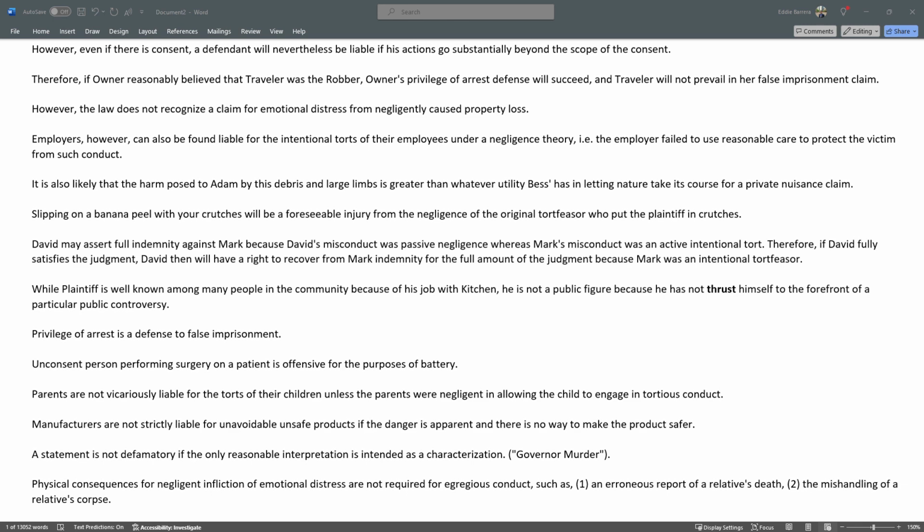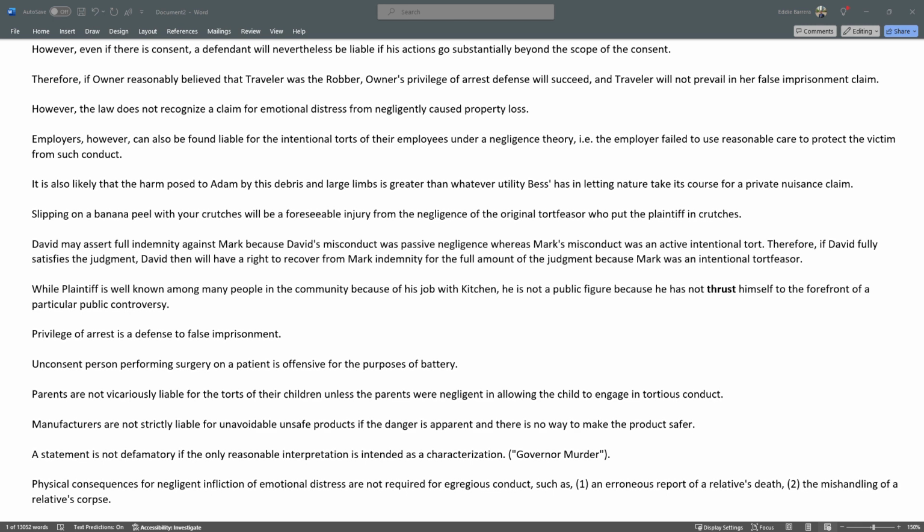Employers, however, can also be found liable for the intentional torts of their employees under a negligence theory, i.e. the employer failed to use reasonable care to protect the victim from such conduct. It is also likely that the harm posed to Adam by this debris and large limbs is greater than whatever utility Bess has in letting nature take its course, for a private nuisance claim.